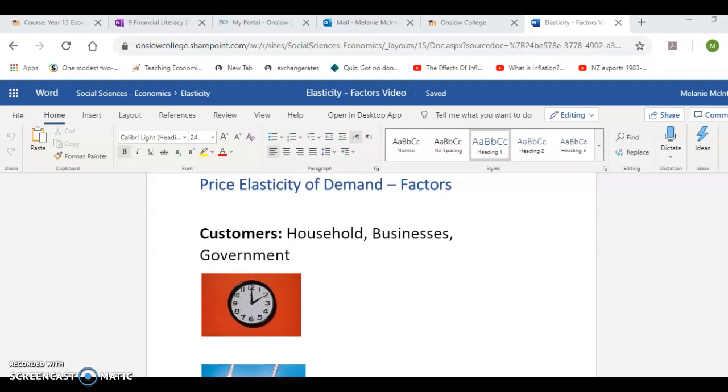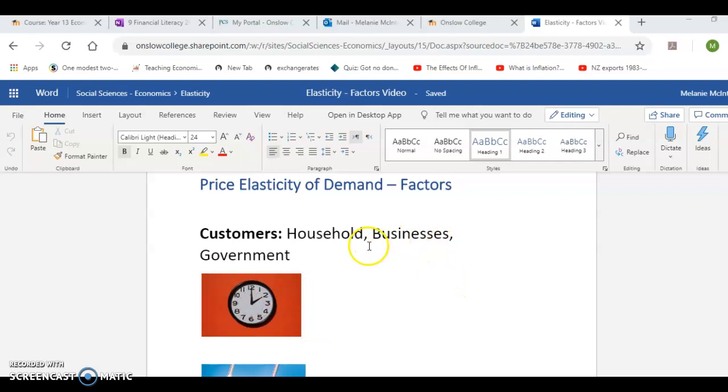So I want to do a quick little video going over price elasticity of demand, and where this also connects to some other types of demand elasticity that we'll look at, and that's what influences it. So what makes something elastic and inelastic? And I've got some pictures here for you, which you can see.